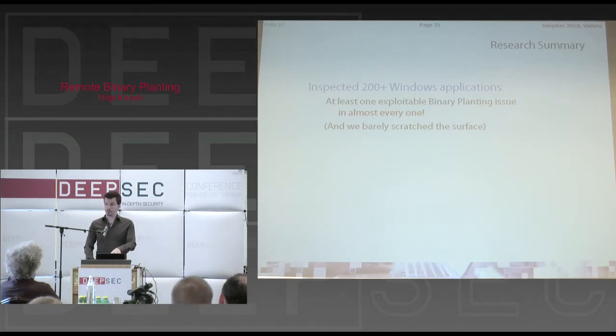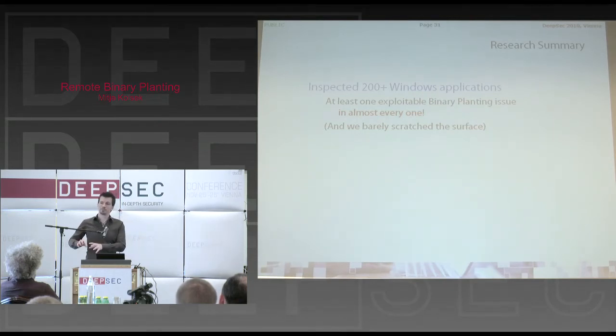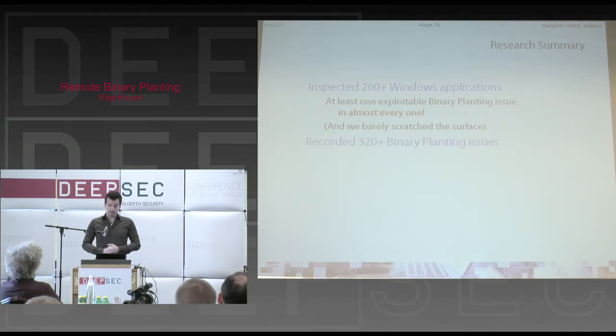We only scratched the surface. We didn't have time to look further into these applications. So we just basically opened the files that were associated with these applications and tried to see if any DLLs or executables were loaded. And then we just browsed around the menus and did some stuff that was pretty obvious and easily reachable, and see if there were any suspicious loadings going on. So in these 200 plus applications, we found over 520 binary planting issues. So there were, on average, more than 2 vulnerabilities in each of these applications.